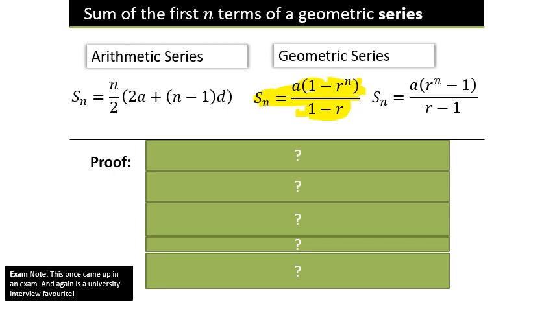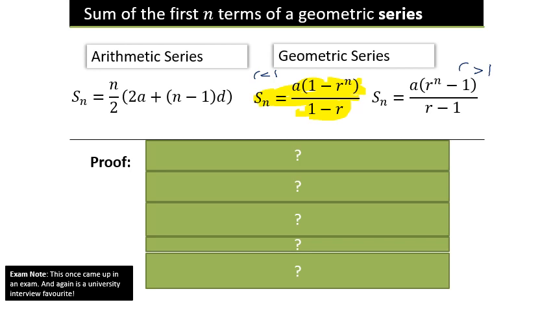As a note, this version, the version on the left, is easier to use if r is less than 1, whereas this version is easier to use if r is greater than 1. It doesn't matter, they both work, they're both rearrangements of the same thing, but that's just a tip. You could be asked to prove where this formula comes from.